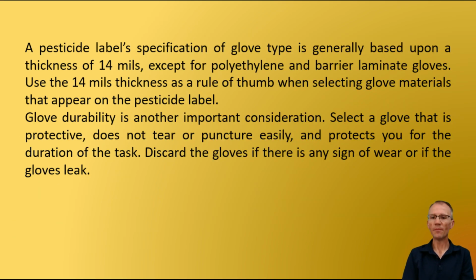A pesticide label specification of glove type is generally based on a thickness of 14 mils, except for polyethylene and barrier laminate gloves. Use the 14 mils thickness as a rule of thumb when selecting glove materials that appear on the pesticide label. Glove durability is another important consideration. Select a glove that is protective, does not tear or puncture easily, and protects you for the duration of the task. Discard the gloves if there is any sign of wear or if the gloves leak.